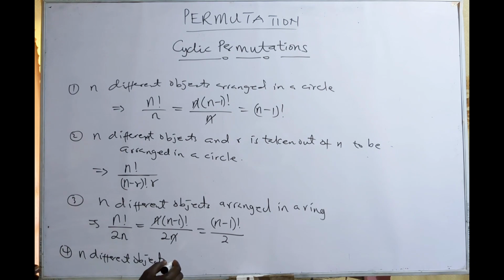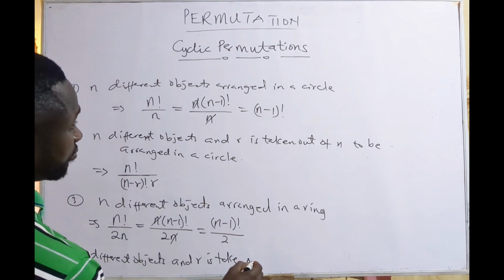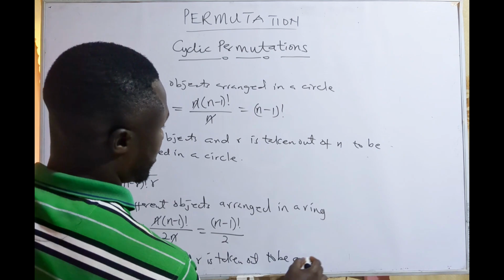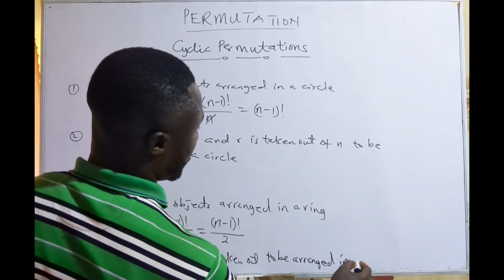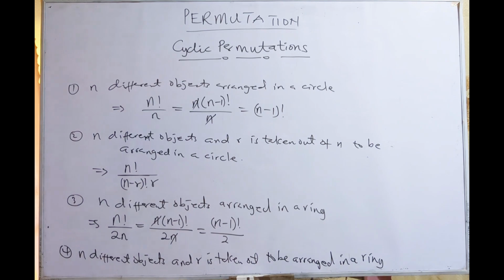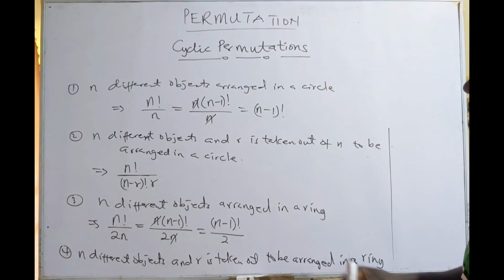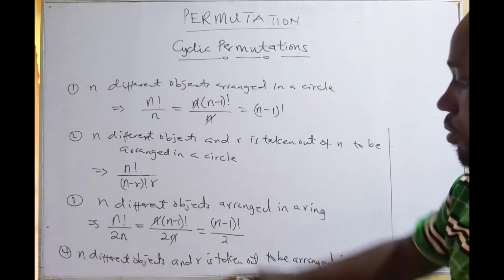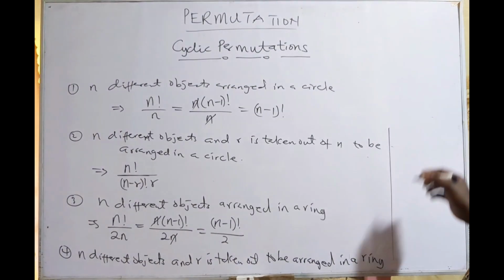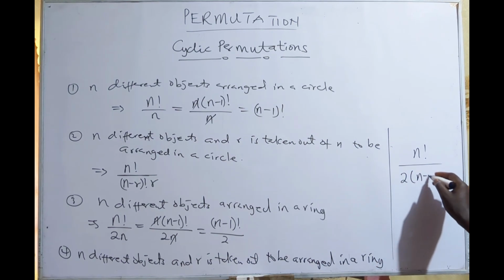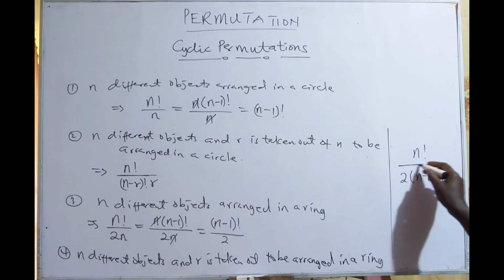objects and R is taken out to be arranged in a ring. So I have n objects and R is taken out to be arranged in a ring. The difference is that it is similar to the circle case, just that you have to multiply by 2. So that one will be n factorial divided by 2 multiplied by n minus R all factorial multiplied by R. Alright.